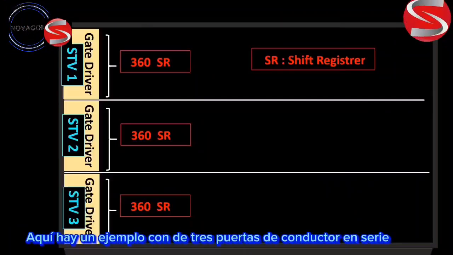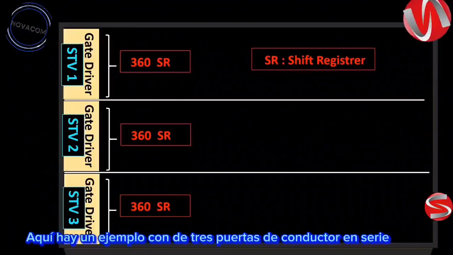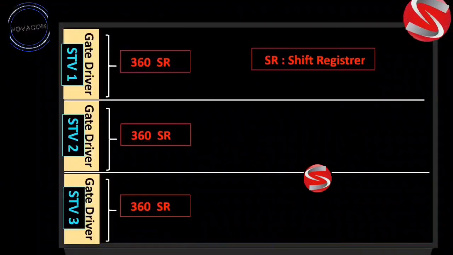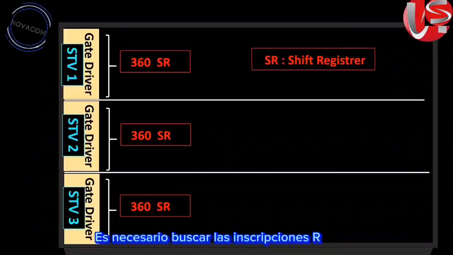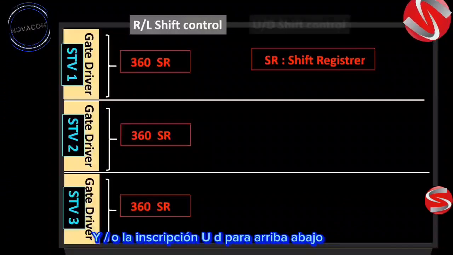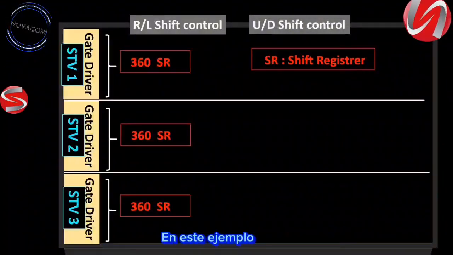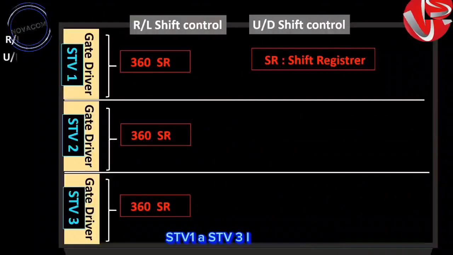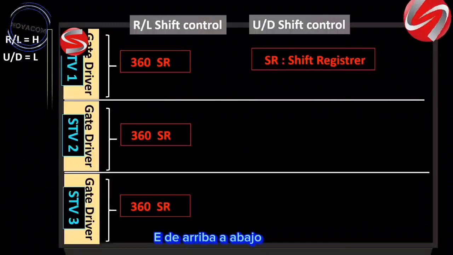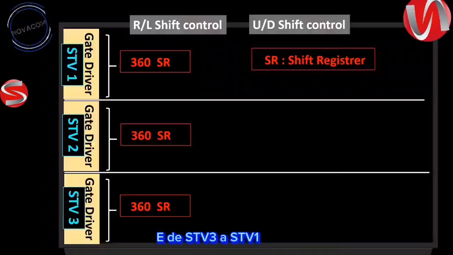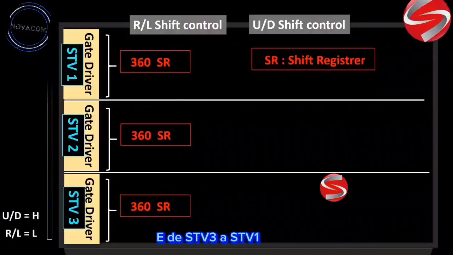Here is an example with 3 driver gates in series. The direction of the scan is determined by the configuration of some pins. On the datasheet, it is necessary to look for the inscriptions RL for right-left and, or, the inscription UD for up-down. In this example, the direction of the scan will be either from STV1 to STV3, i.e. from top to bottom. Or in the opposite direction, from bottom to top, i.e. from STV3 to STV1.